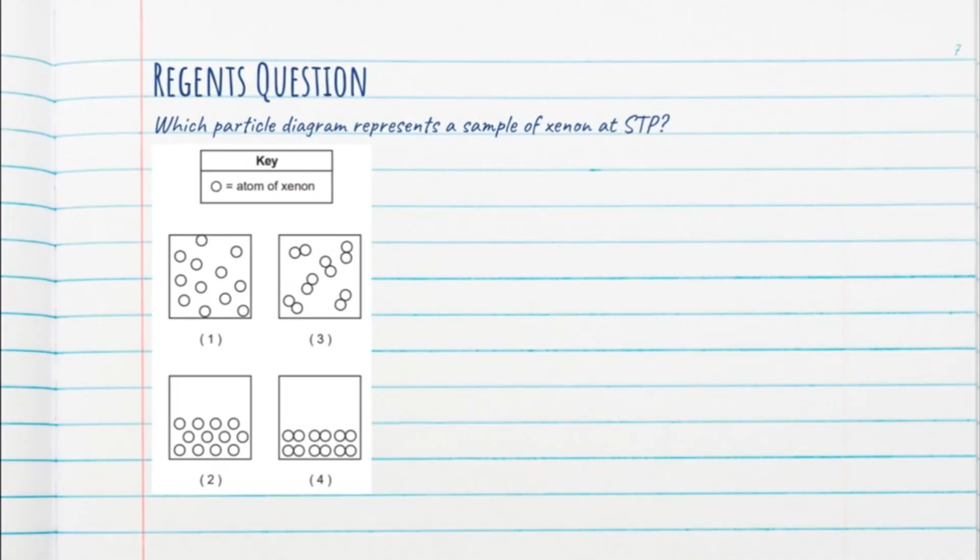If we look on the periodic table, xenon is in group 18, so it's a gas at STP, which means that it's either going to be choices 1 or 3. Xenon is not a diatomic gas, so there wouldn't be 2 atoms together. The answer is choice 1.